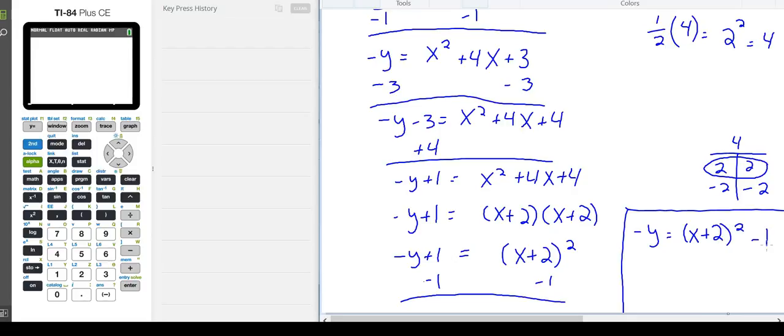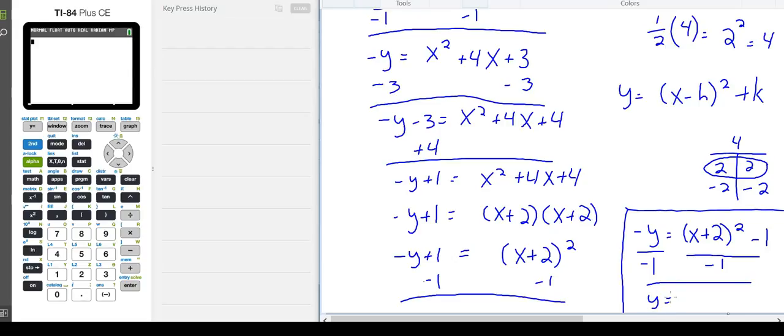But now we're left with our equation solved for negative y. We want to have our equation solved for y. In vertex form, we have y is equal to x minus h squared plus k. It's solved for y. To solve it for y, we're going to divide away the negative. Y is equal to x plus 2 squared divided by negative 1, which is negative x plus 2 squared. Negative 1 divided by negative 1 is positive 1. So this would be the answer to the question.